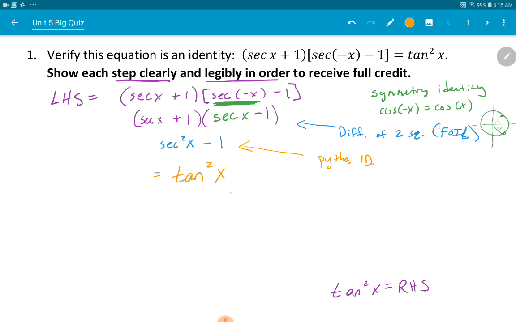And now I have equals to the right side because that equals this. So since this equals the right-hand side, then this is verified. And give a little check to show me it's verified. Show me those 3 steps along with the reasons.